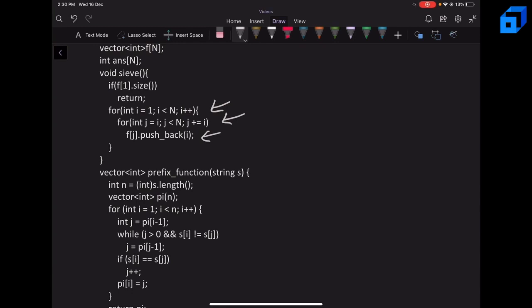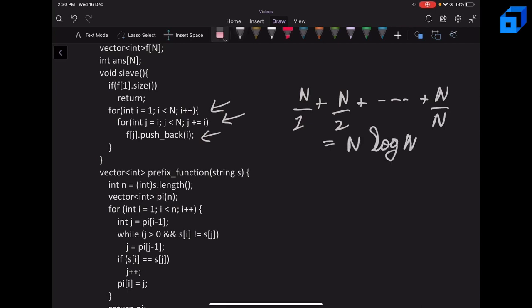So the time complexity of this will be n log n, because when i is equal to 1, we will do n by 1 operations. When i equals 2, this loop will run for n by 2, and when i equals n, this will run for n by n. So this is actually the sum of a harmonic series. If we take n as common, the sum of the series is n log n. So we can find factors of all the numbers from 1 to n in n log n.